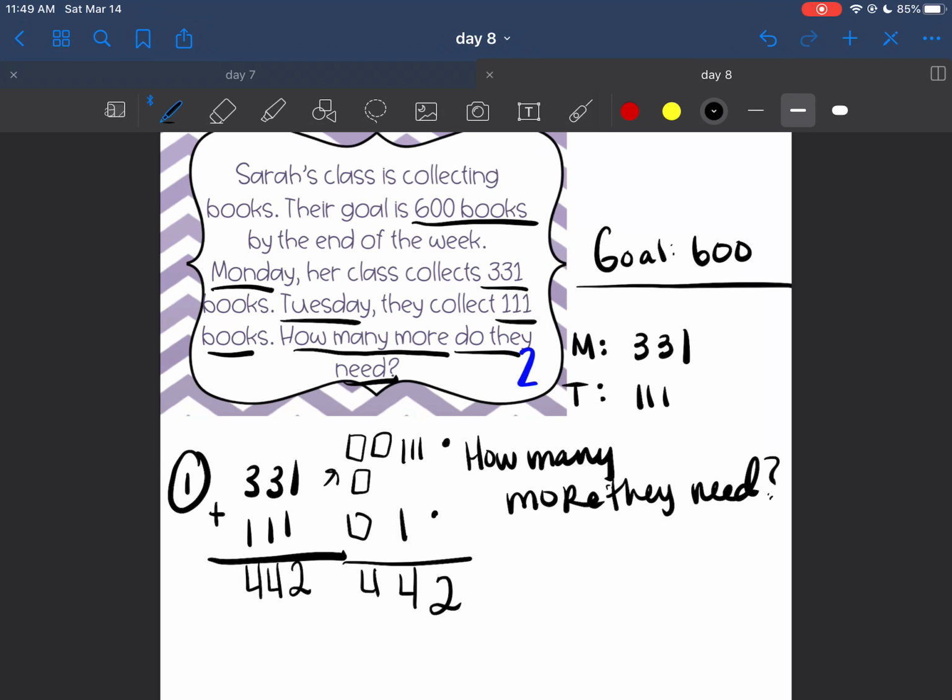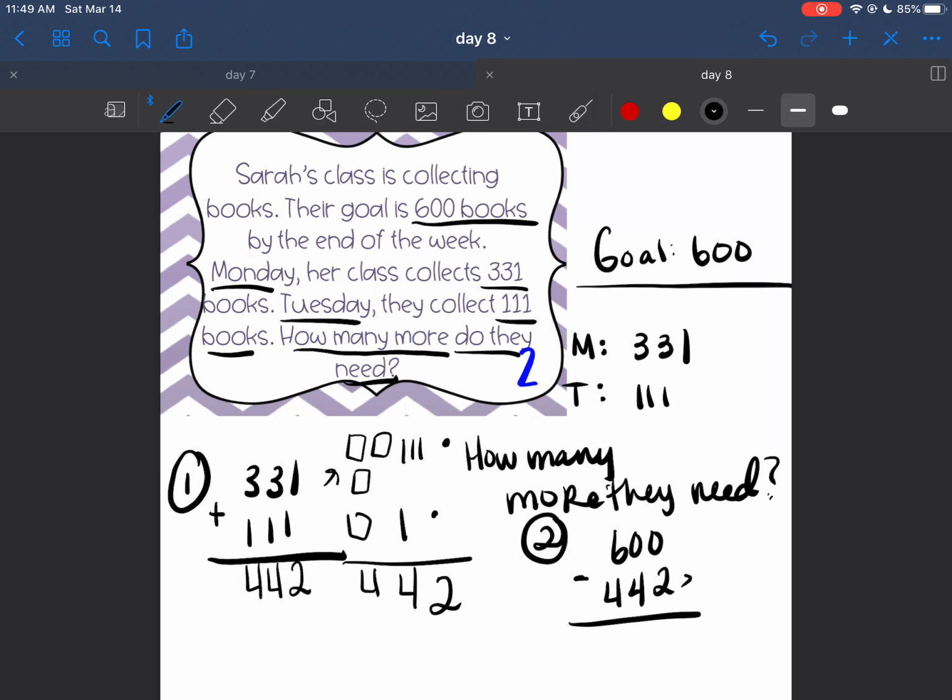But does that answer our question? No. The question says how many more books do they need? Well, we know that their goal is 600. They currently have 442, so how many books do they need? If we were to add these numbers together, we're going to get a number that's bigger than our goal. So does it make sense to add the two numbers together? It does not. So we are going to subtract.